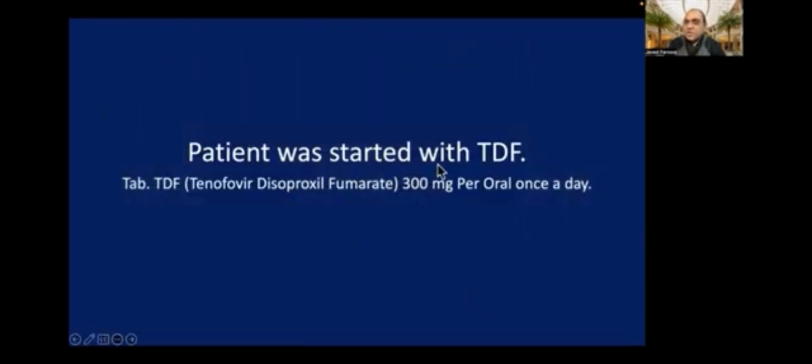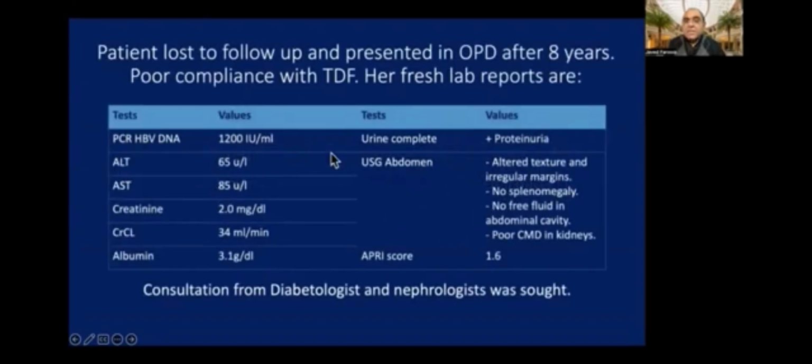So the patient was started on TDF, that is tenofovir disoproxil fumarate, 300 milligram orally once a day. The patient was lost to follow up and presented in OPD after 8 years. On questioning, it was found that she has poor compliance with antiviral therapy, that is the TDF, with frequent gaps in its continuation.